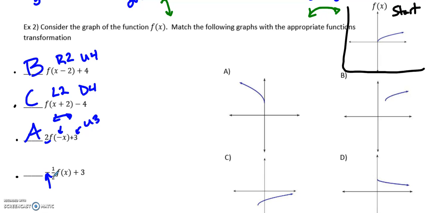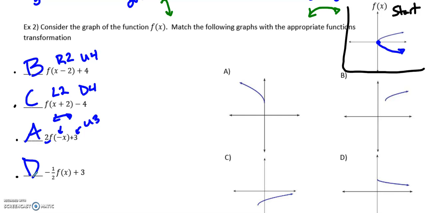The negative out front is what flips it up, down, now that I have that correct instead of backwards. So it will actually go that direction like I tried to do before. So if I look at that one right there, it is flipped upside down, and it has a movement of up 3 that matches. And the negative 1/2 as a stretch is kind of hard to tell because we don't have any y points labeled. So that'll be D.